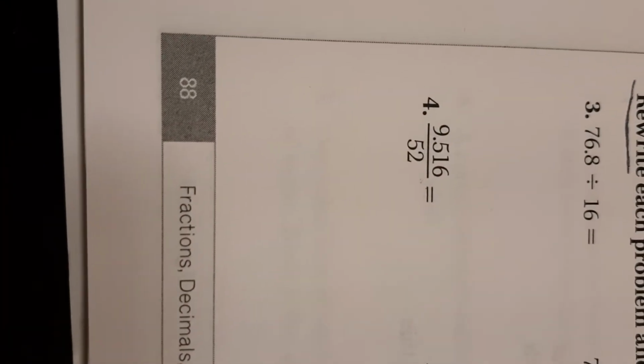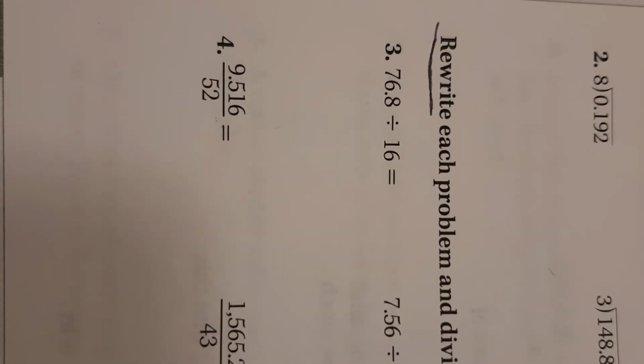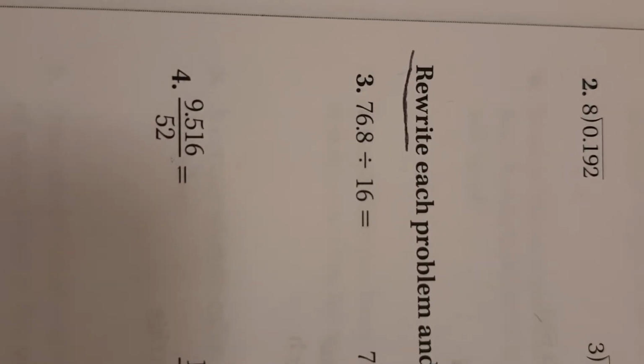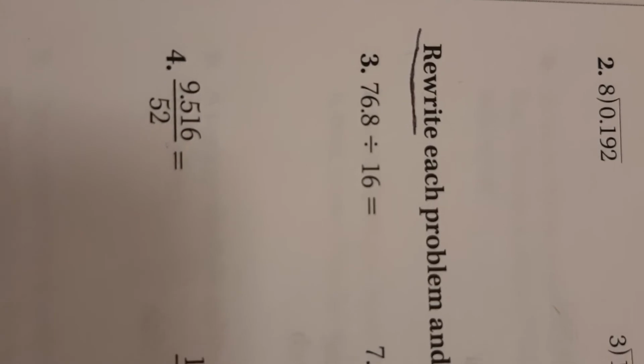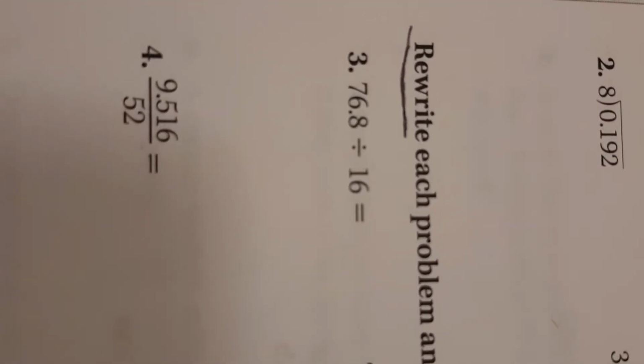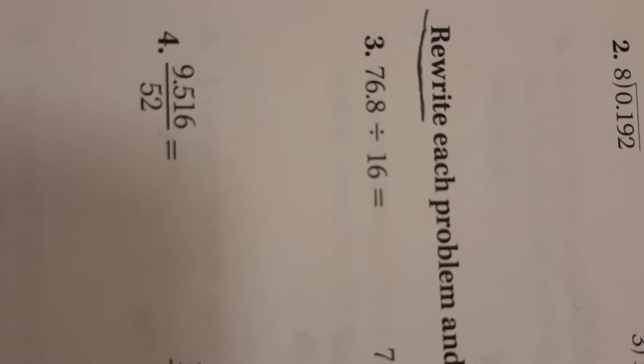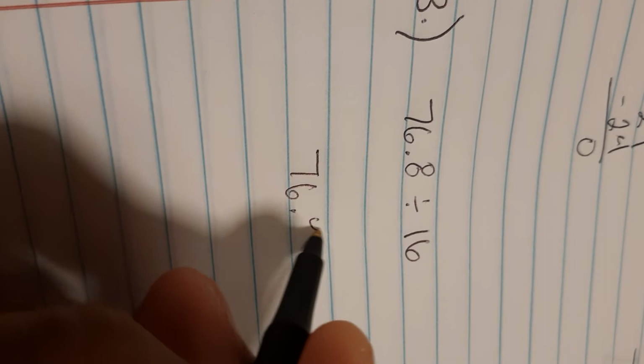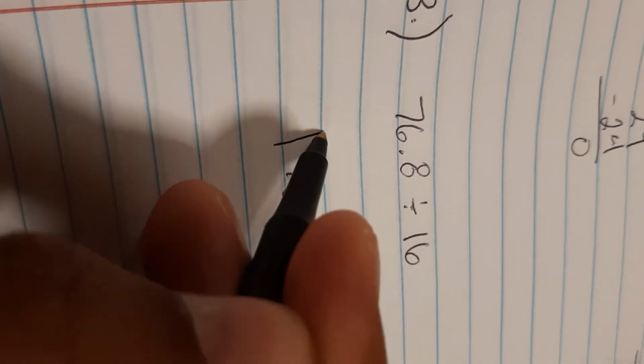Once again, we're on page 88. And the first one we'll look at is number 3, the first one in row 3. 76 8/10 divided by 16. Here we go. We've got to write it so that it looks like one of these, right? So we can do the problem. So let's go ahead and do that. So 76 8/10 divided by 16.